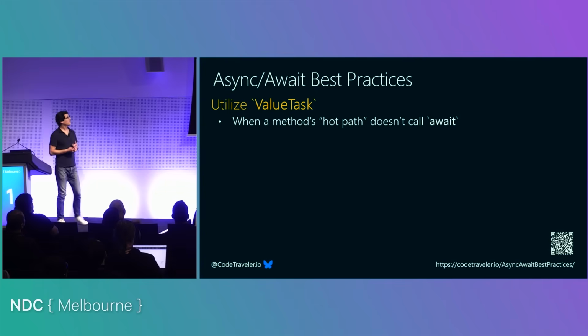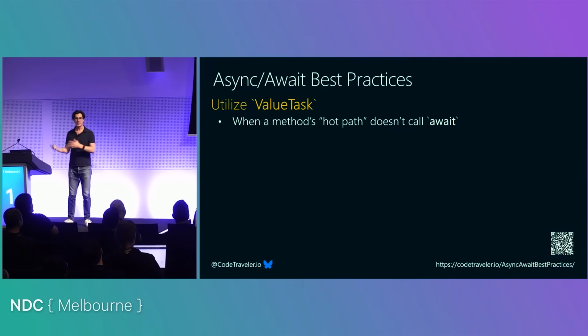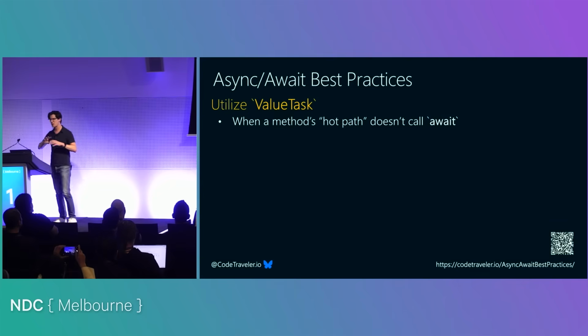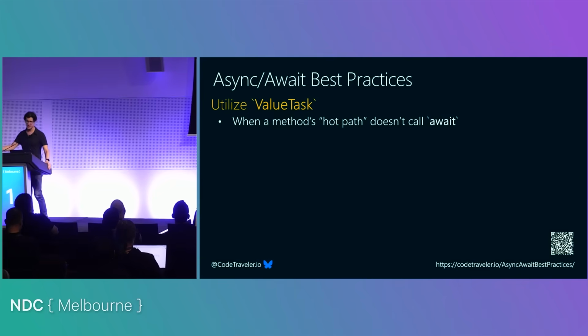Utilize value task. Like I mentioned, it's basically an optimized version of task. It lives in the stack instead of on the heap, but it does have some restrictions around it. So don't go crazy. Don't create new value tasks in your code. Don't go passing around value tasks. Don't reuse value tasks. That's not what they're there for. But you're totally safe if you just use it for your method's return value and just think of it as async await. But again, this is when your hot path doesn't need the await keyword.